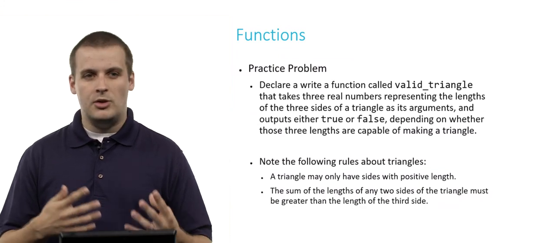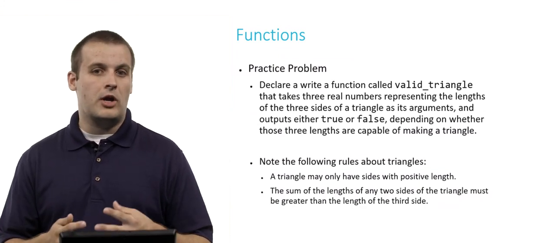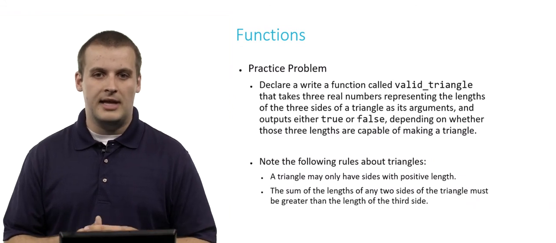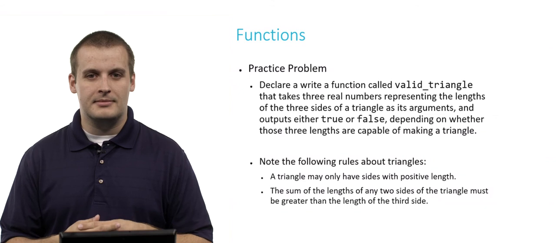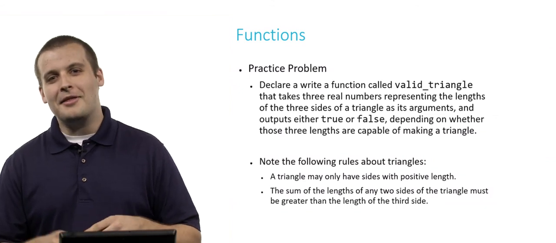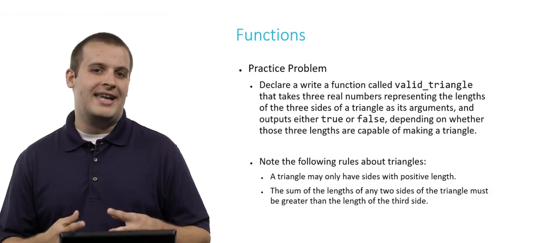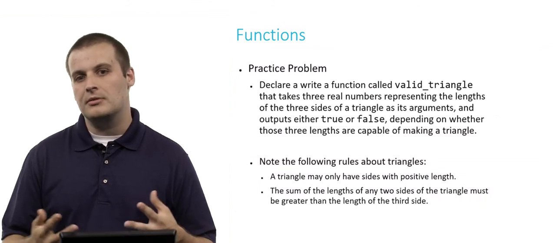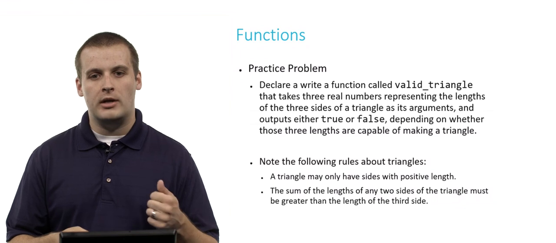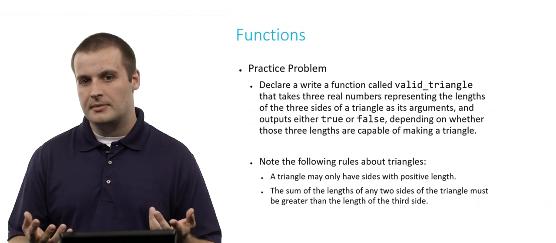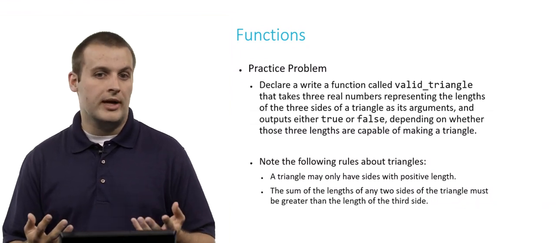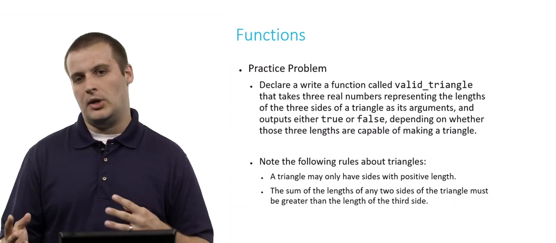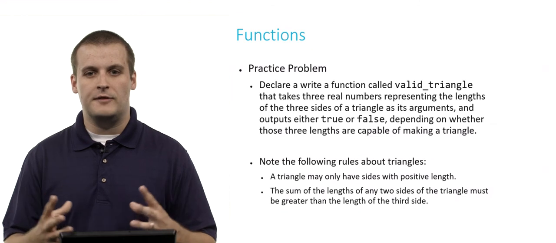Now, how do you implement this? Well, there are a couple of rules regarding triangles that are actually useful to know. A triangle can only have sides with positive length. That makes sense. You're probably saying, duh. The other thing to note, though, is that the sum of the lengths of any two sides of the triangle has to be greater than the length of the third side. That's actually true. You can't have a triangle of sides 1, 2, and 4, for example, because 1 plus 2 is not greater than 4. So those are the rules that determine whether or not the three inputs can conceivably form a triangle.